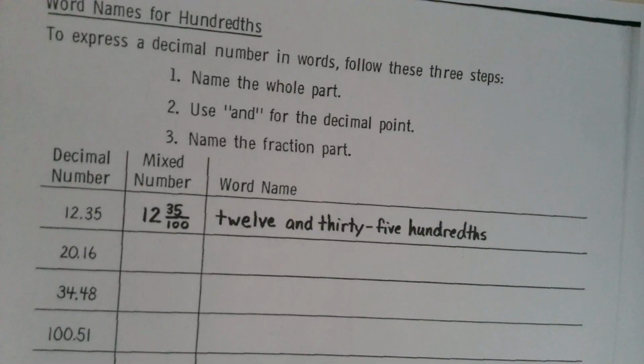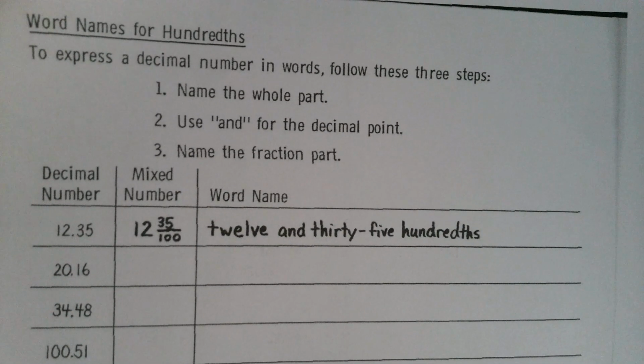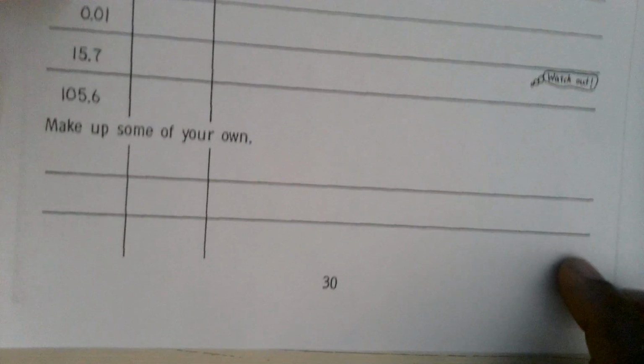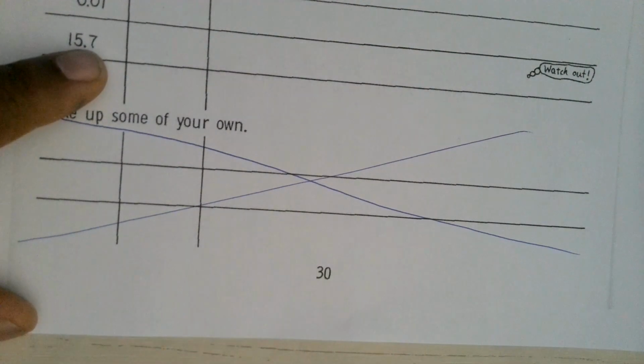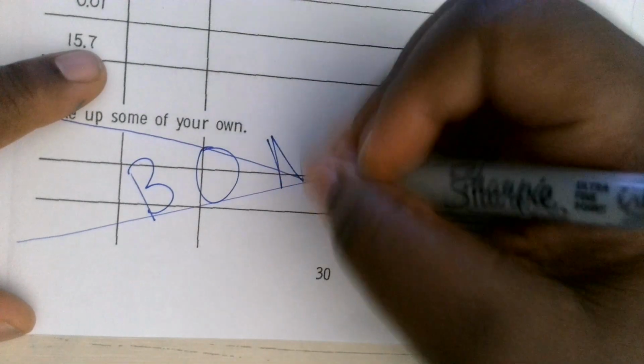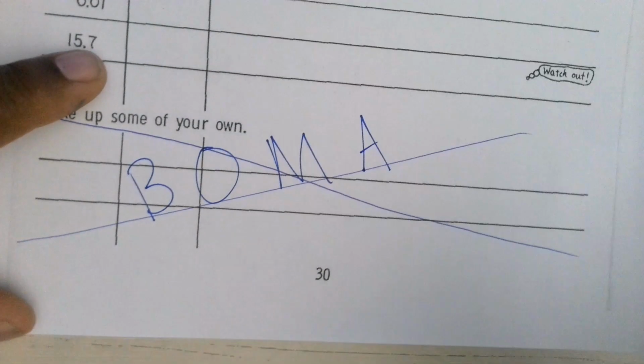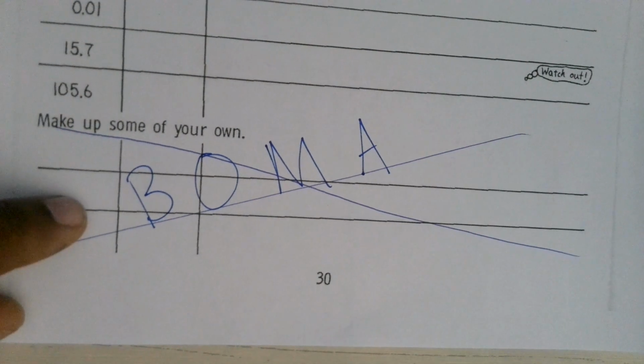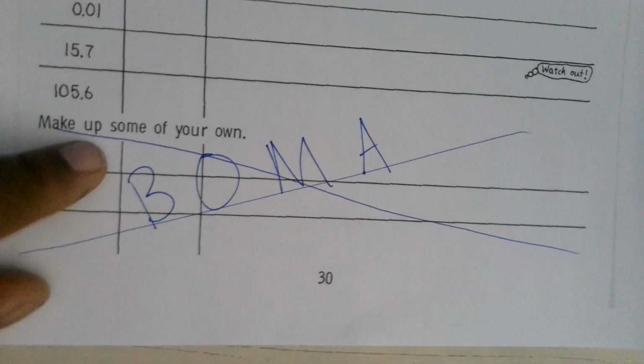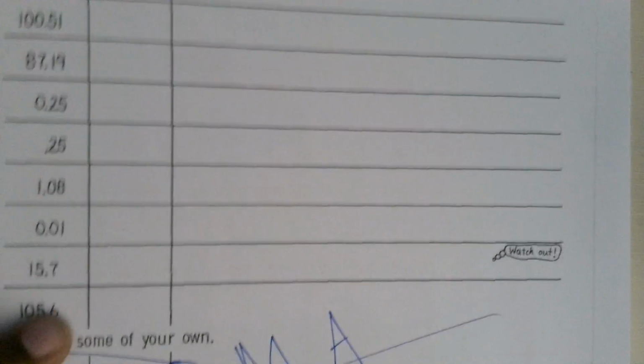All right. So on page 30, where we're writing the word names for hundredths, let's start at the bottom. It says make up some of your own. Go ahead and cross that out and put a nice big "no" there. You're not required to do that bottom part. There's plenty of practice for you here.